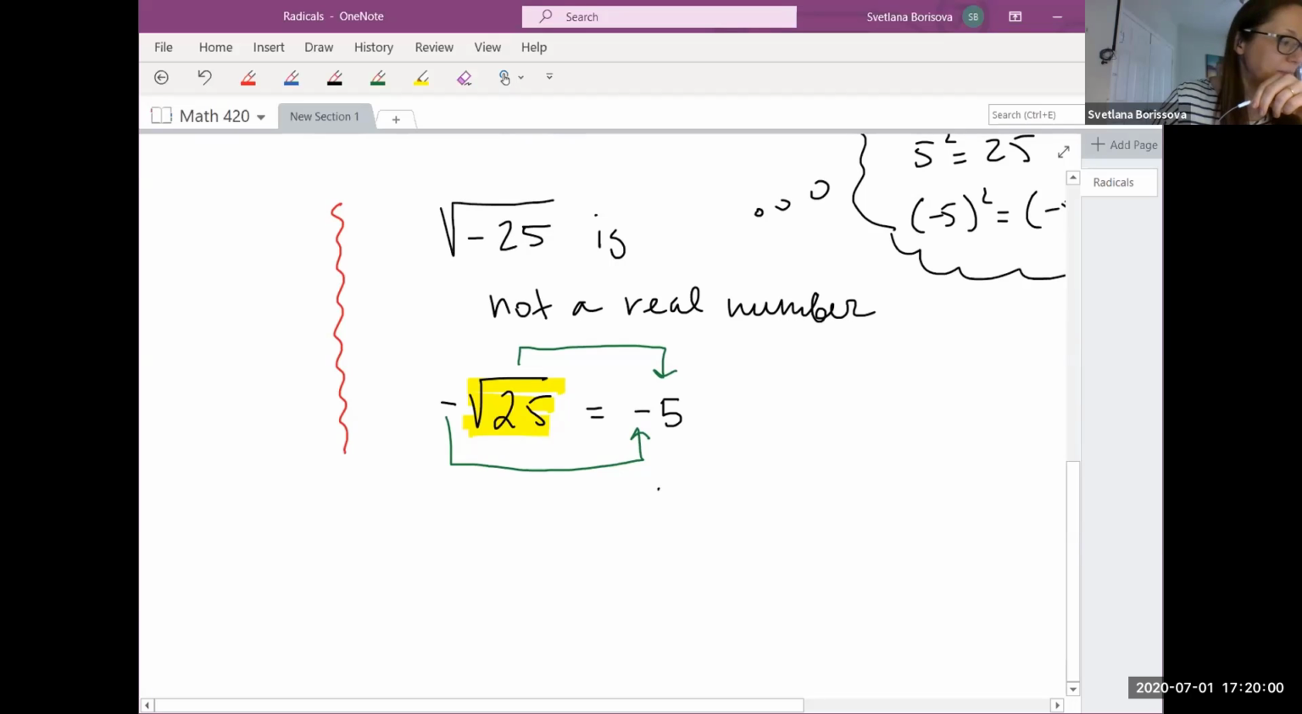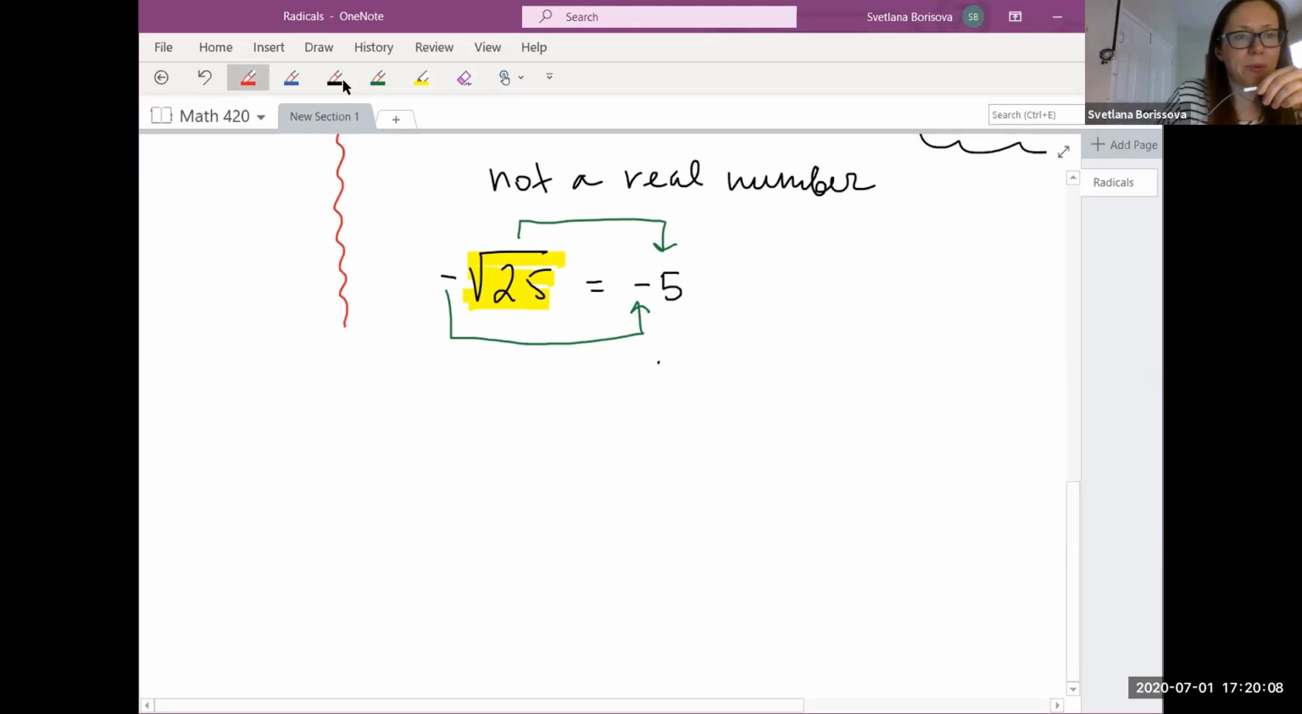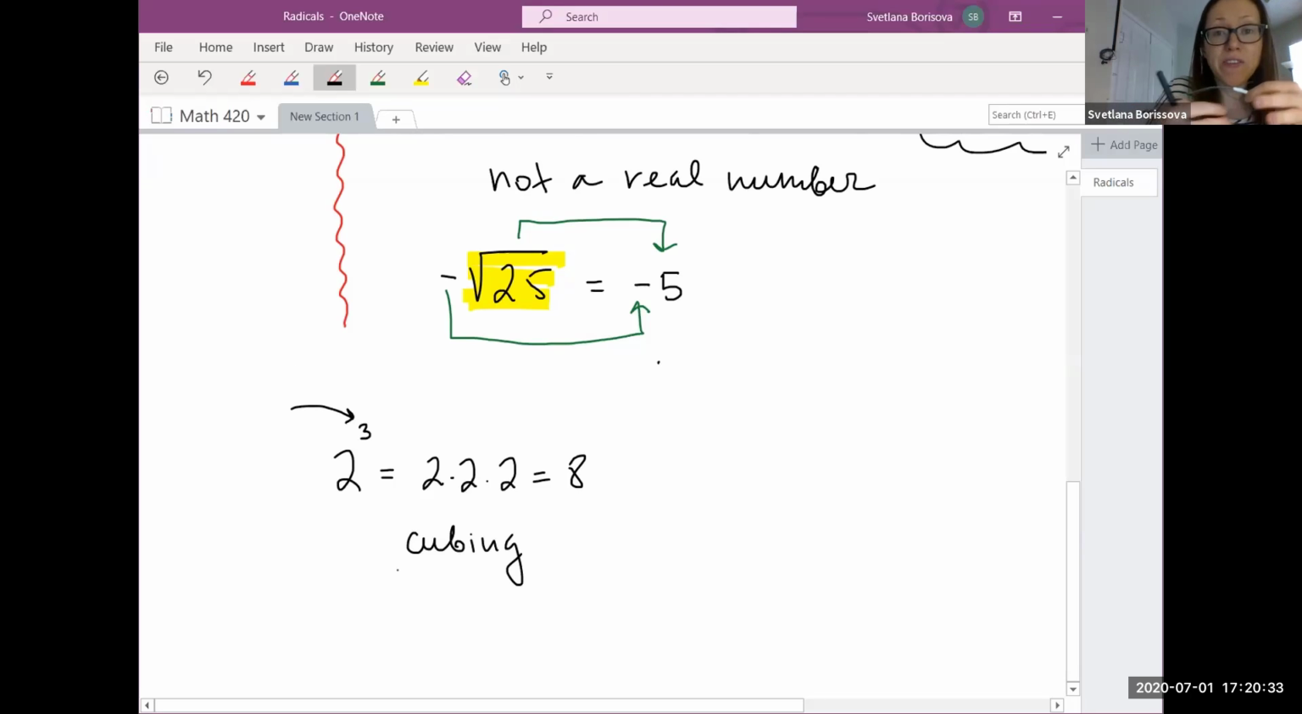Great. Let's move on. Since we see that the square root is the reverse operation of squaring, we can expand this idea. I know that 2 to the third power is 2 times 2 times 2. That's 8, right? This operation is called cubing, or raising something to the third power. It means that we should have a reverse operation, and in this case, it's also taking a root, but it's going to be the cube root.